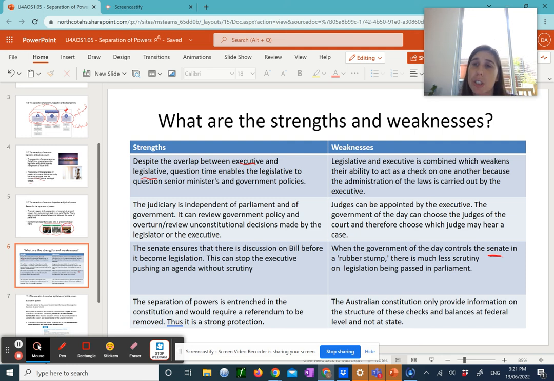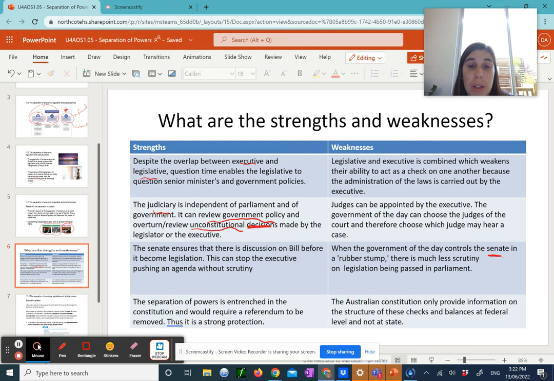So there is discussion around what the government of the day is actually doing and the executive is actually doing in terms of that. Another strength is the fact that the judiciary is completely independent of Parliament. So it means that it can review government policies and it can overturn or review unconstitutional matters, which may be made by the legislative or executive. Okay, so it means that someone can go to court if they have a problem with the law and actually get that looked at.